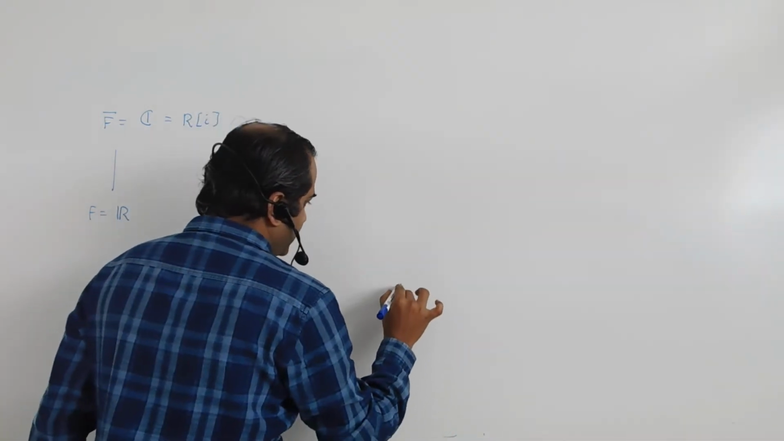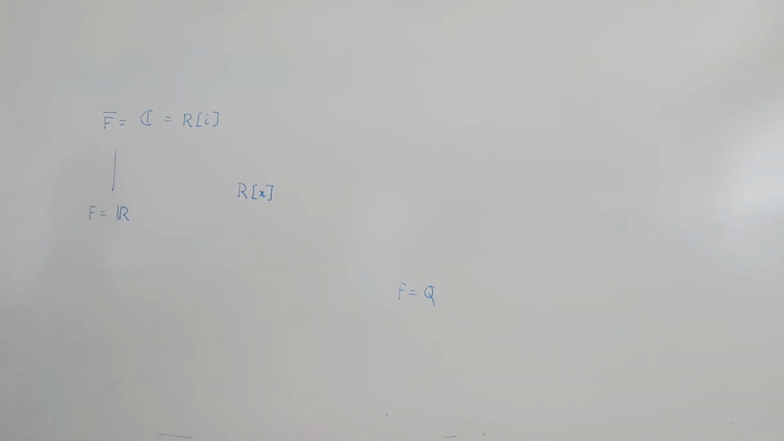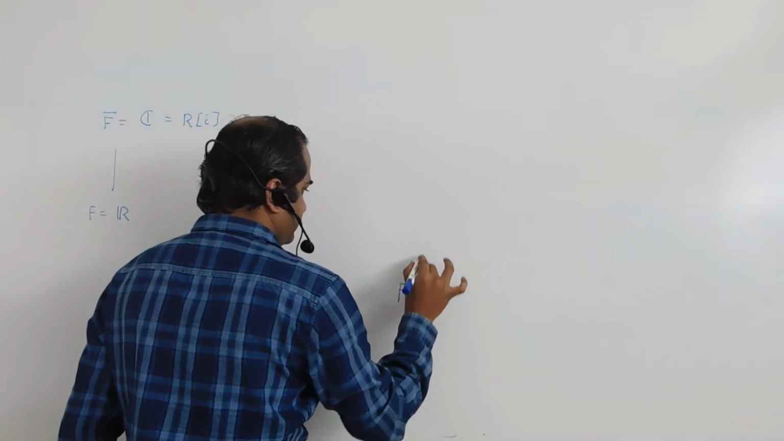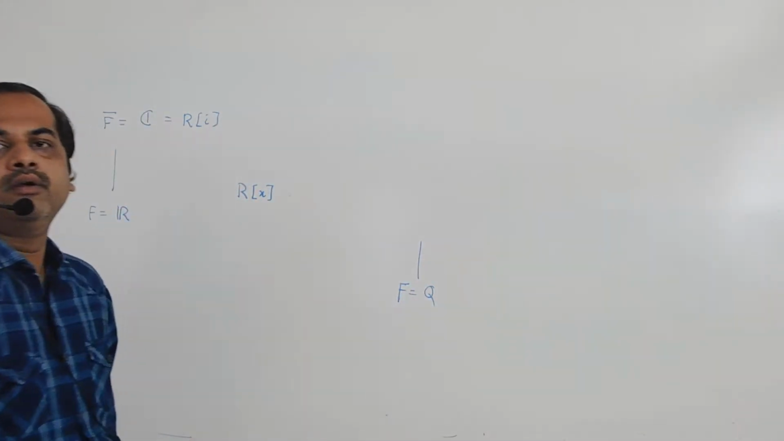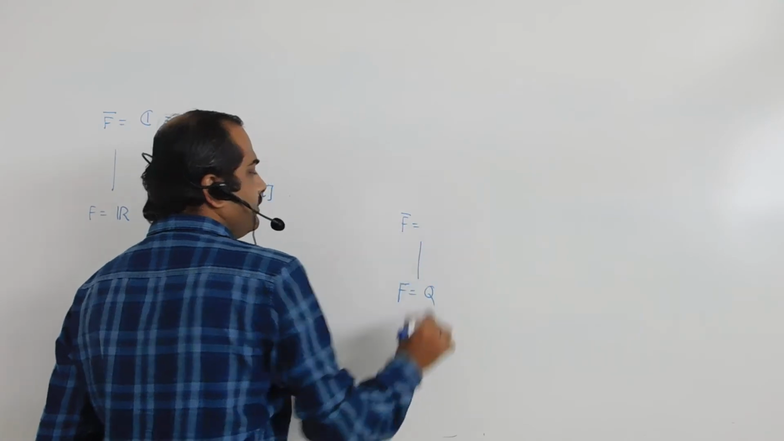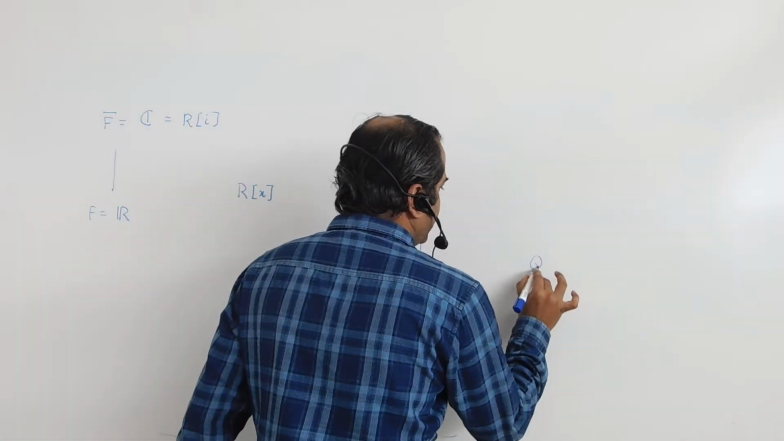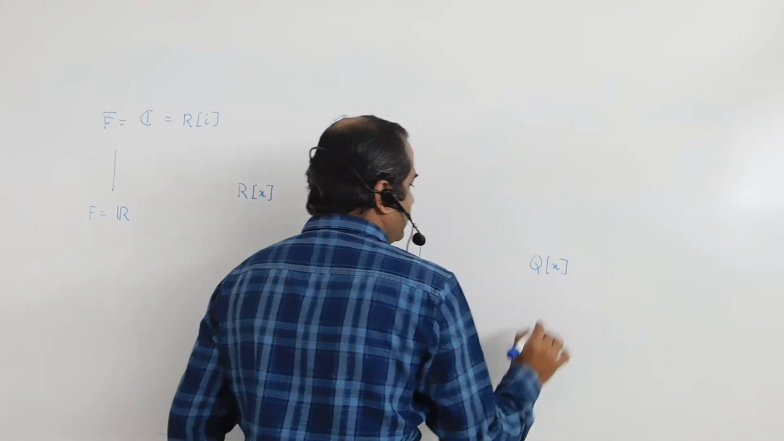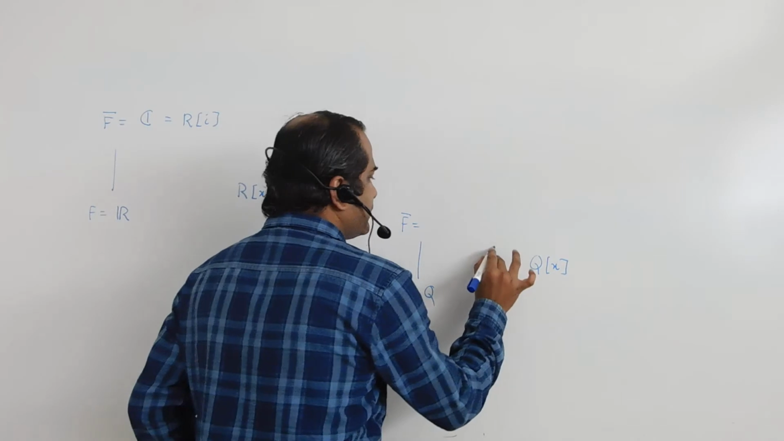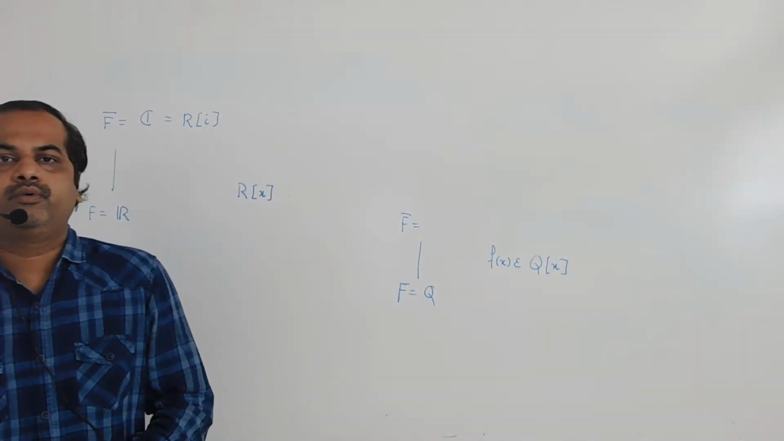Let us go for F is equal to Q. And now this is somewhat interesting. I want the algebraic closure of the set of rational numbers. So what we have to go for is Q of x. Find out all the polynomials f of x of finite degree n over Q.